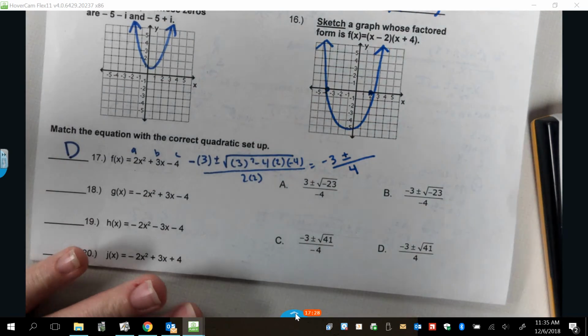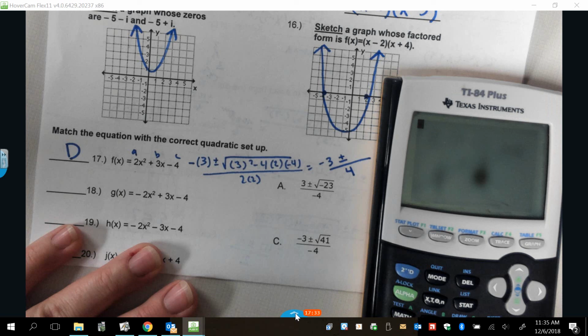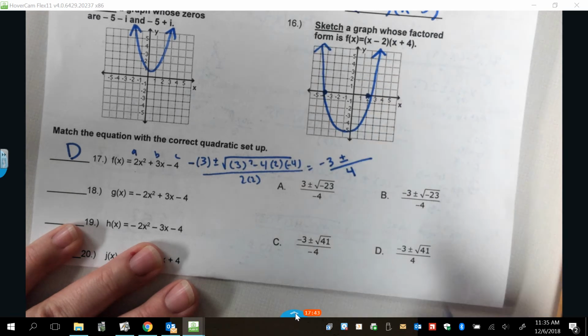So really you don't even have to keep going, but we can. 3 squared minus 4 times 2 times -4 gives me 41. So the square root of 41, which is correct.